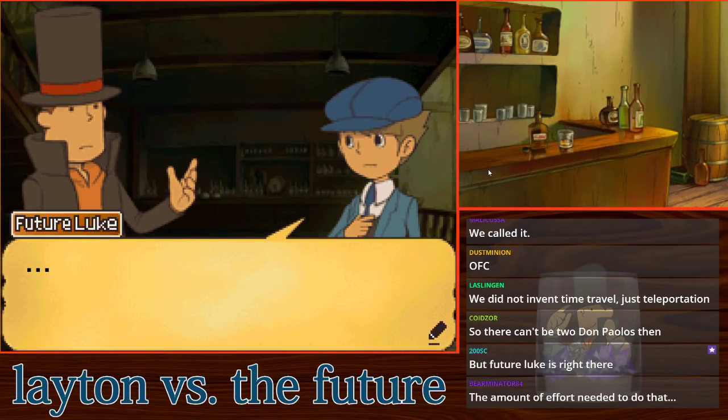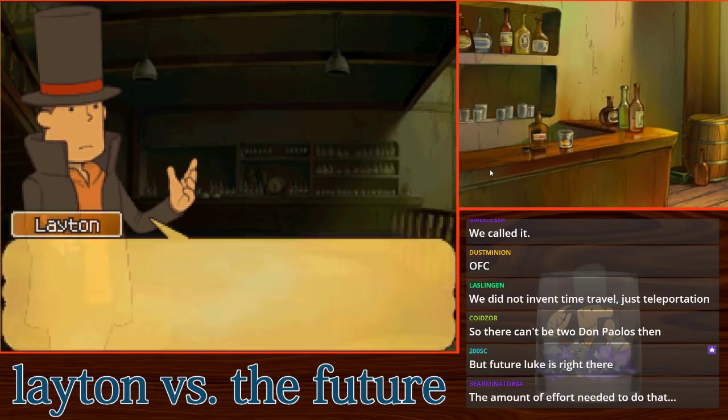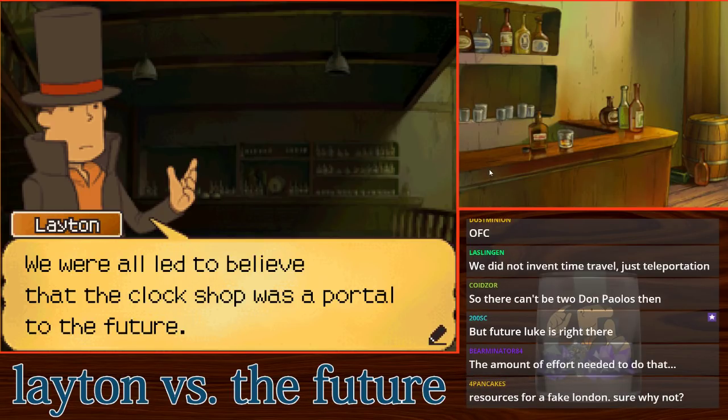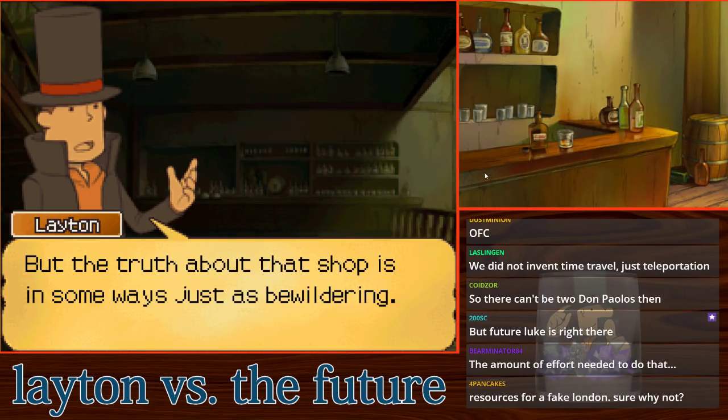You know, the credibility of this simulation has been degrading over time. First there was Schrader, which felt a bit weird. And then there was Dean Delmona, which... Why would you have someone make up two different people, impersonate two different people, that led to one specific person that we all very much believe the clock shop was a portal to the future? Almost like he needed Layton to believe that he was in the future. Really wanted them to believe that they were in the future. But the truth about that shop is in some ways just as bewildering.